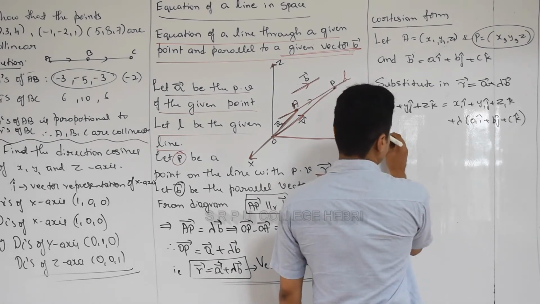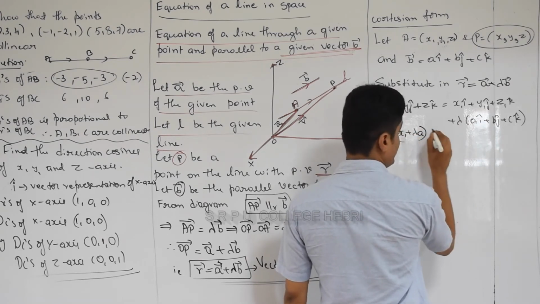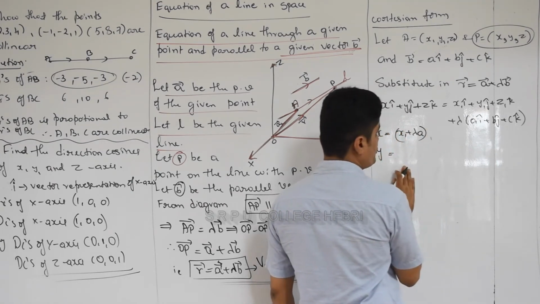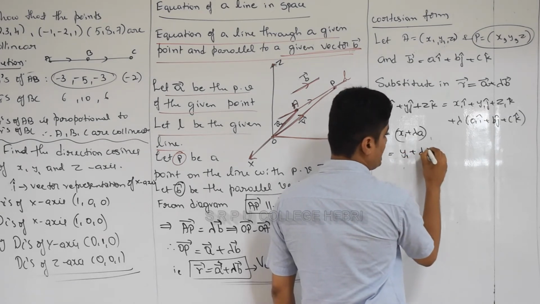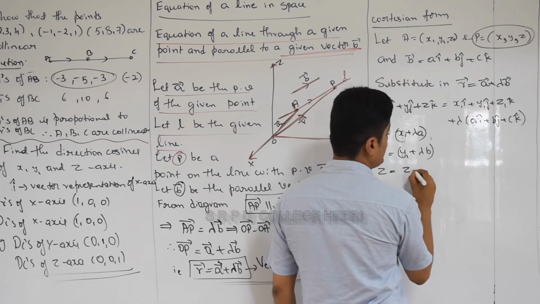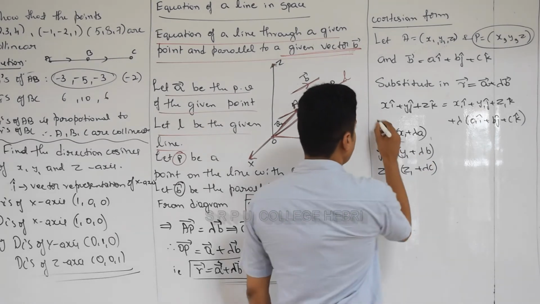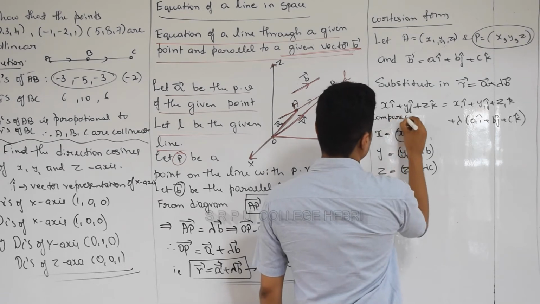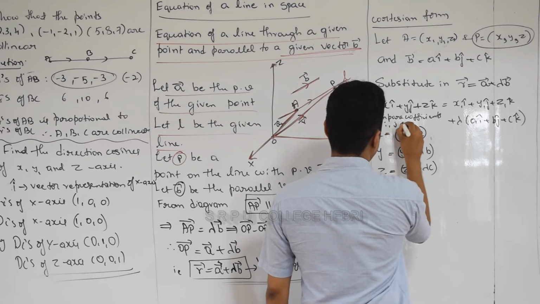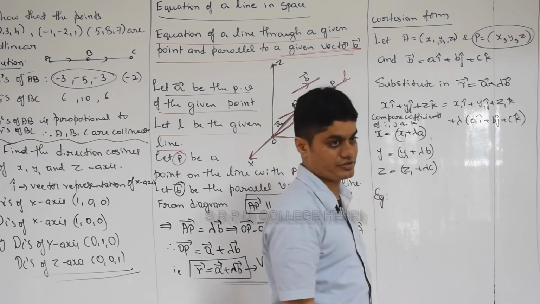On the left hand side we have x, and on the right hand side we get x1 plus lambda a. Compare the coefficient of i. Next compare the coefficient of j: y is equal to y1 plus lambda times b. Compare the coefficient of k: z is equal to z1 plus lambda times c. Understood what I did? Compare the coefficients of i, j and k from both sides. You will get the equations like this.